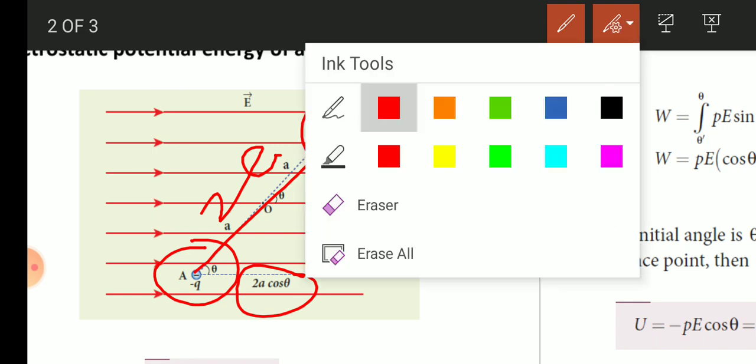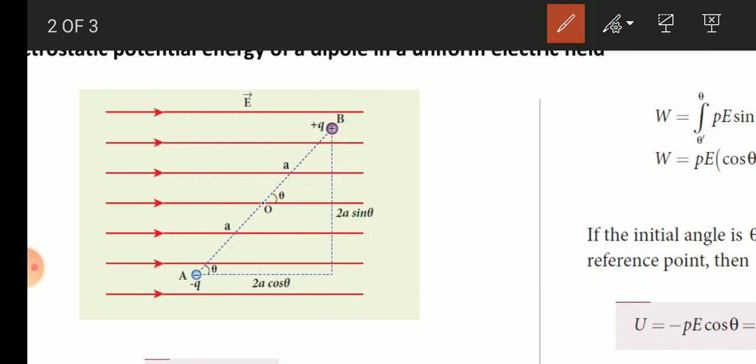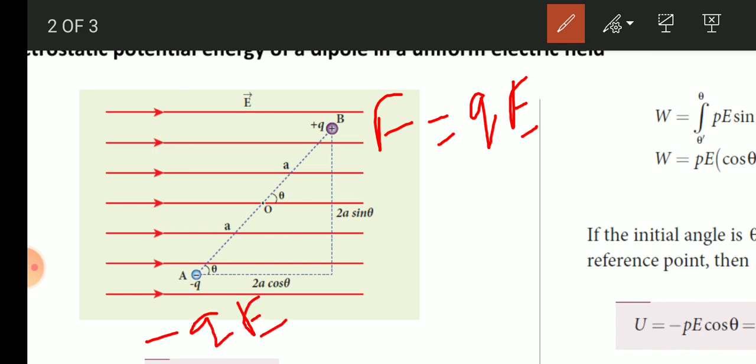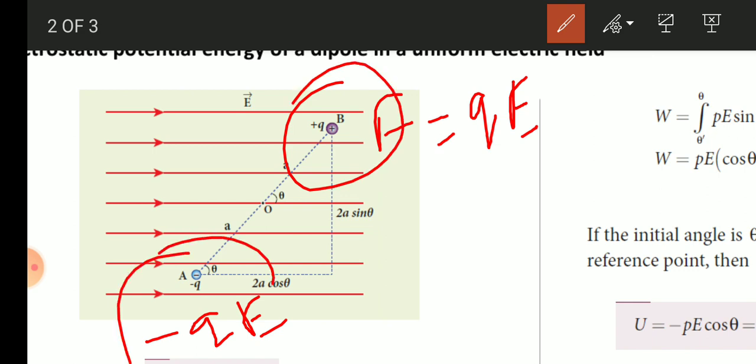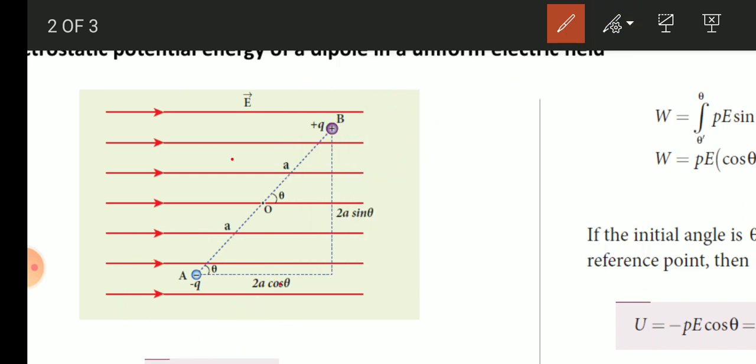Then the uniform electric field will be acting in this direction. Then each charge will experience a certain force, correct? That is what I told you in a previous class. This charge will experience a force of qE. Here it will be minus qE. So that is the force experienced by each charge. In the previous case the net force becomes 0, but here they experience a certain torque, correct? It starts rotating, so work is done. What is the work that we will calculate?